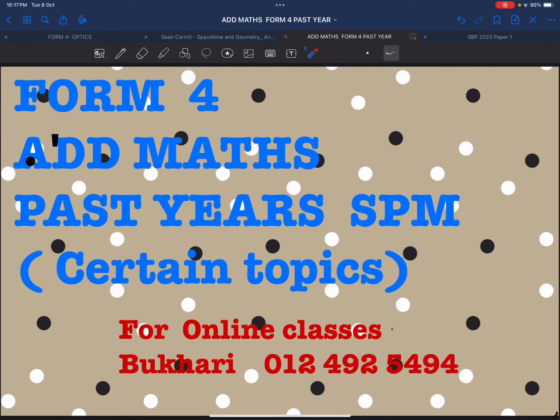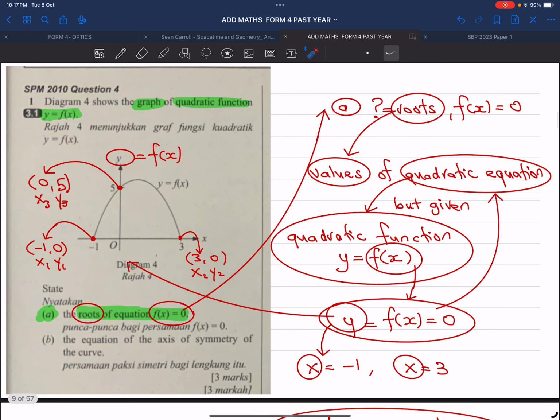Form 4 Maths, past years SPM. Question, SPM 2010.